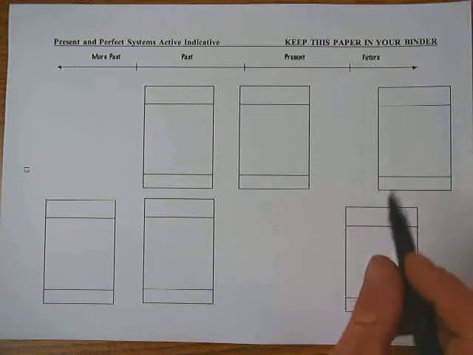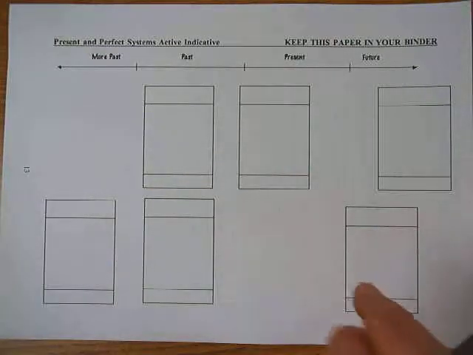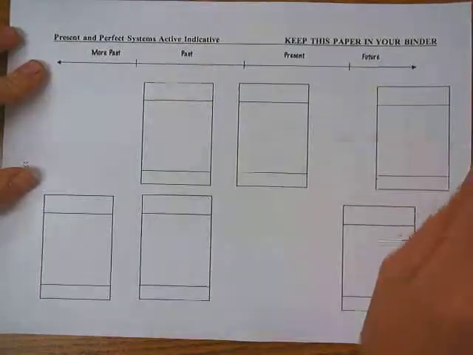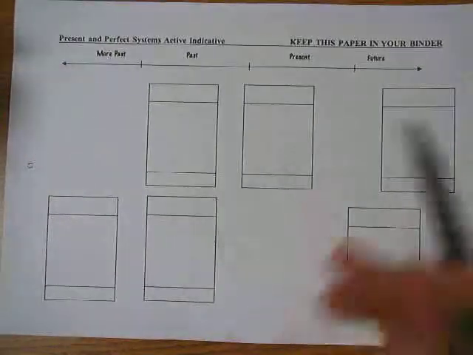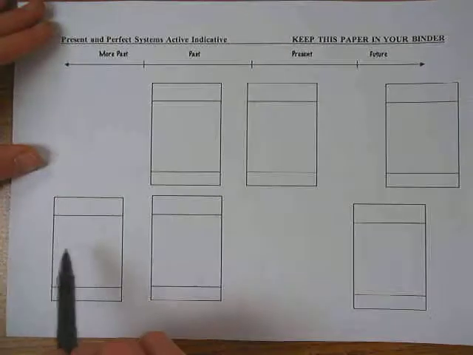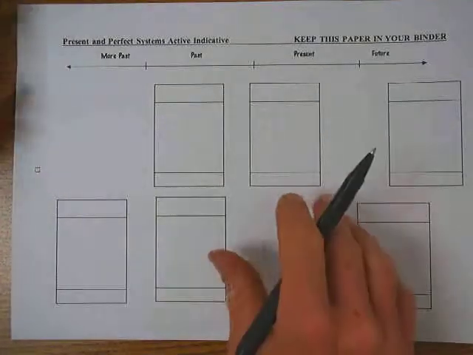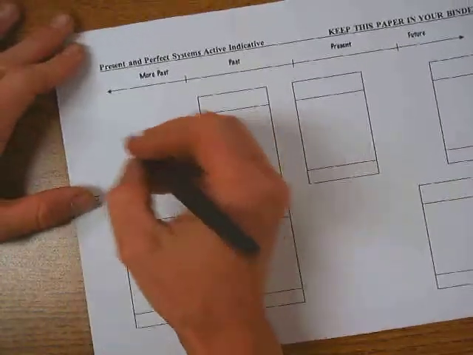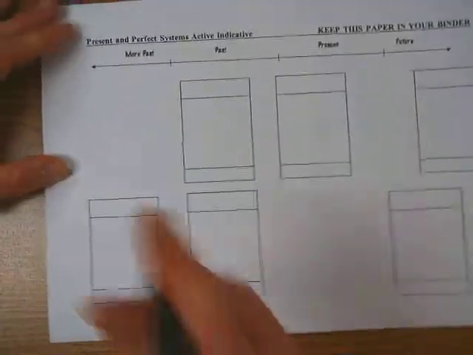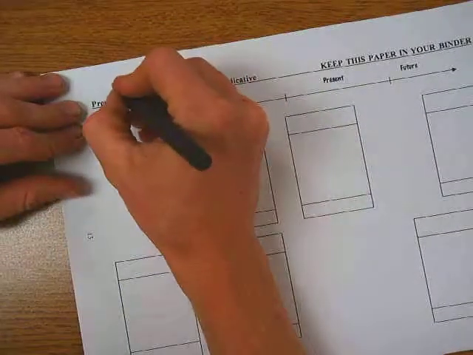The reason why I'm doing this is because it'll help you see all these tenses as they relate to each other, and also how they work in their systems. Because one system up here is the present system, and then this is the perfect system here. So you can distinguish between them all a little better. I know I'm zoomed out a little bit here, but I want you to see the whole paper. I'm going to write my principal parts up here.